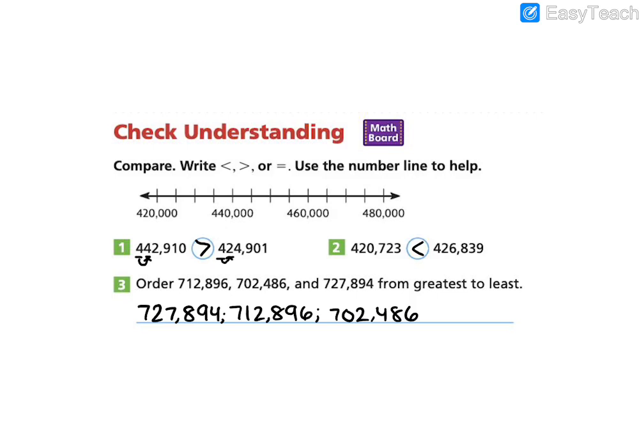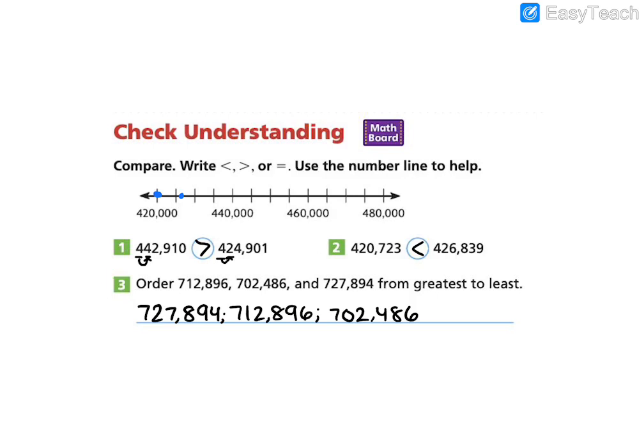Number 2, 420,723 is less than 426,839. We can think about that on a place value chart, on a number line, with 420,000 being about here. That 426,000 is going to be greater than that halfway point of 425,000. So we know that that number is greater.